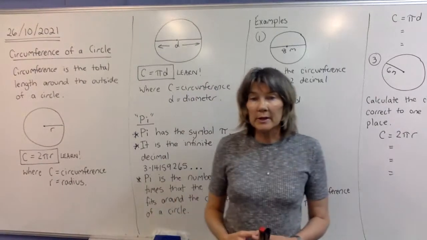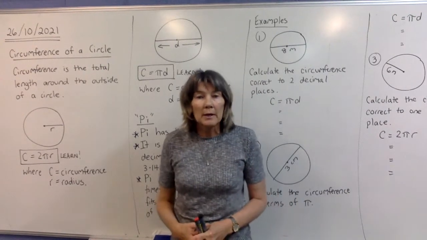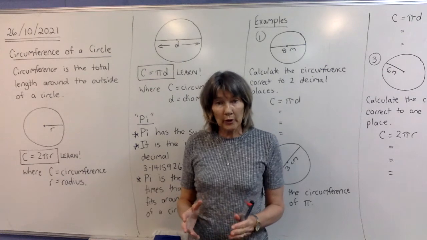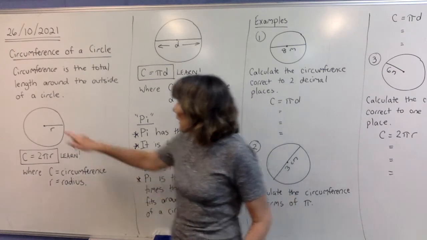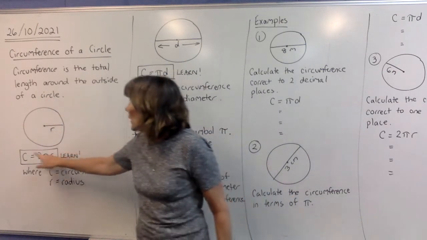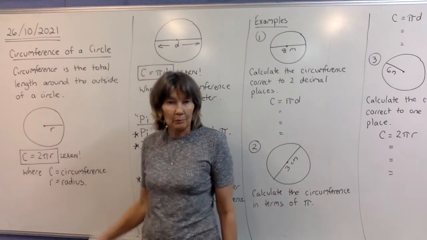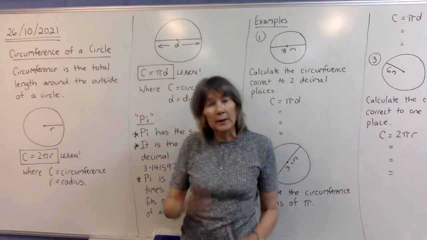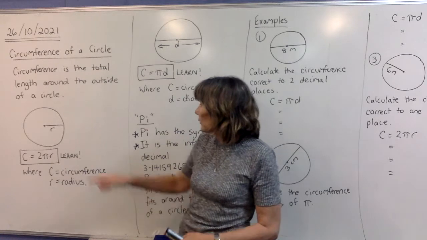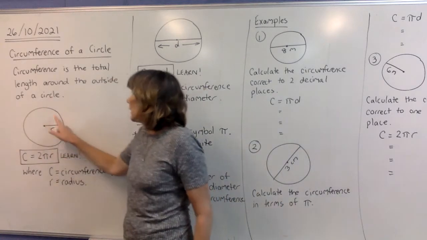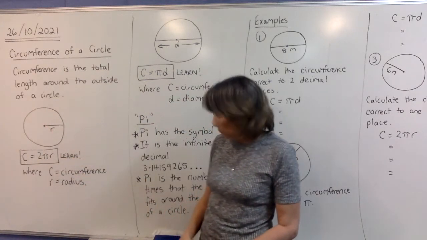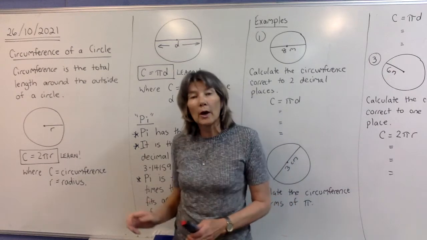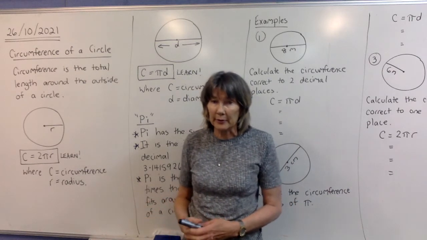So now we're going to be doing the circumference of a circle. So the circumference, after we've learnt all the parts of the circle, is the total length around the outside of the circle. So it's like a perimeter, all right, total length around the outside of the figure. So all the way around. Okay, so what we're doing now is trying to find out how to find the circumference.